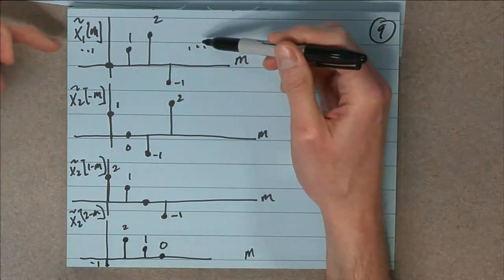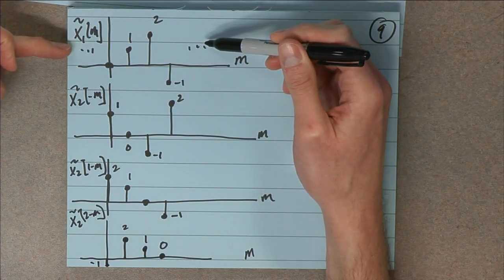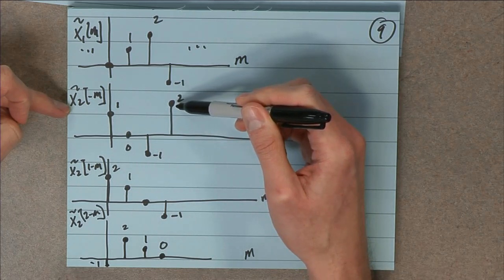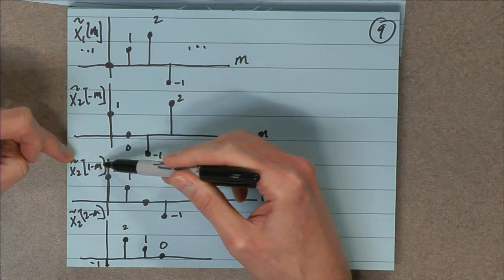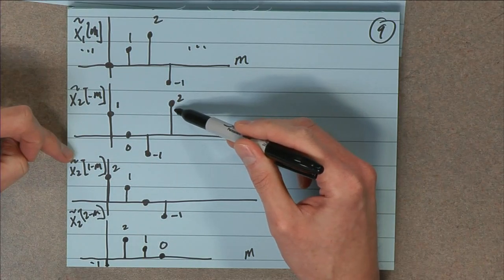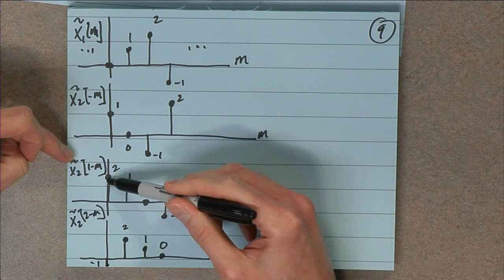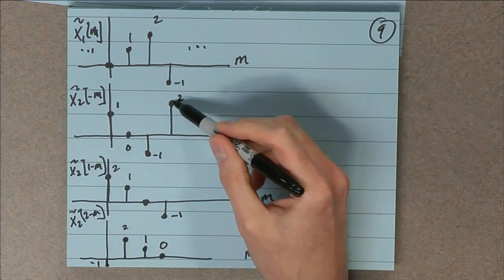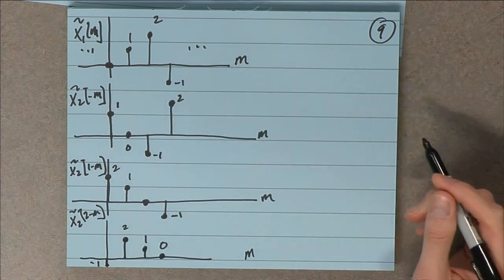This is x1 of m. That's the thing I like to think we hold constant. Here's x2 of minus m. And we got 1, 0, minus 1, 2. Then we shifted it by 1 to 1 minus m. And look what happens to the 2. The 2 shifts out and shifts back in on this side. So it did shift, but it shifted in a modulo n fashion. And that's the key. The shift itself was periodic. The 2 goes out and comes around to the other side.